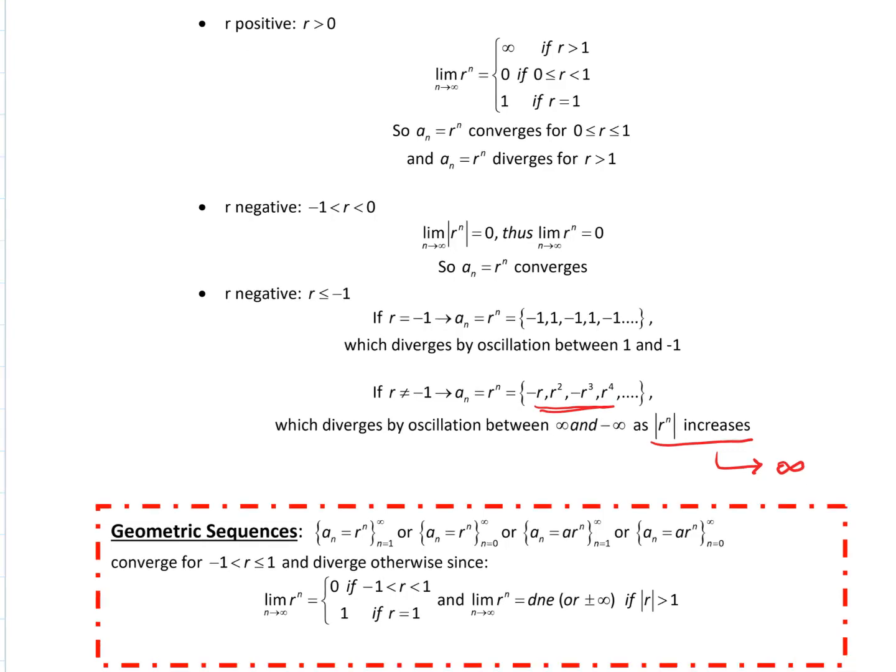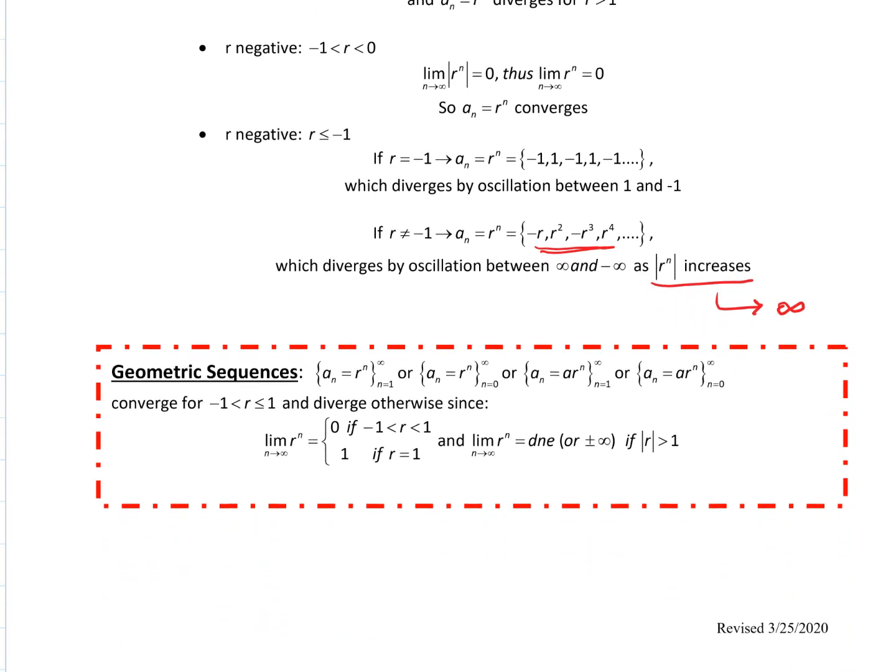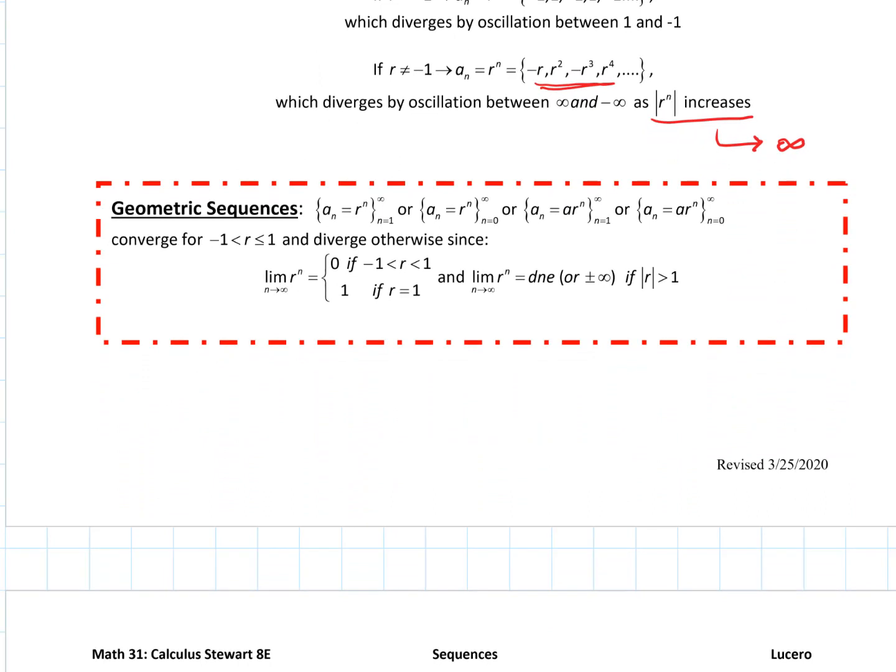So we can summarize all of that into this statement. A geometric sequence, in any of its forms, there's all 4 of the forms we talked about at the top, is going to converge if the ratio is between -1 and 1, inclusive of 1, and it's going to diverge otherwise. So this is our summary of which geometric sequences converge and which ones diverge.